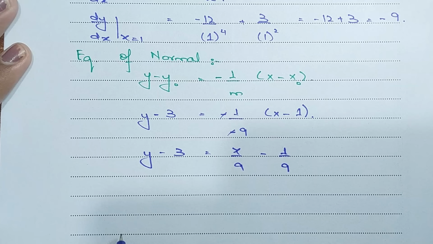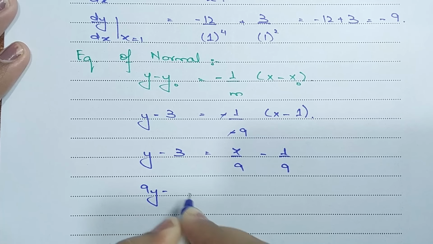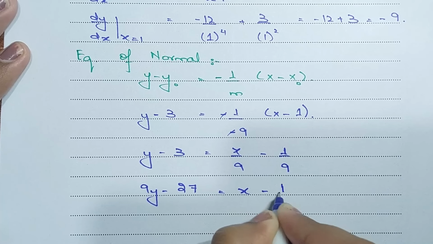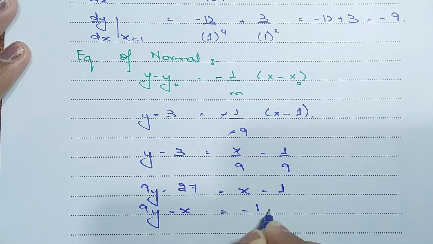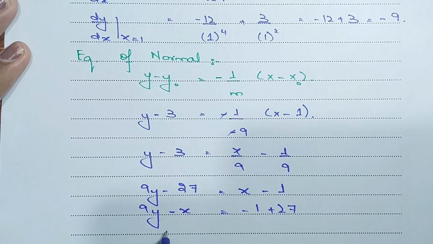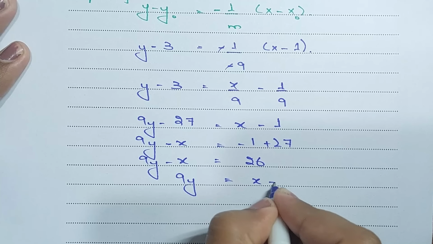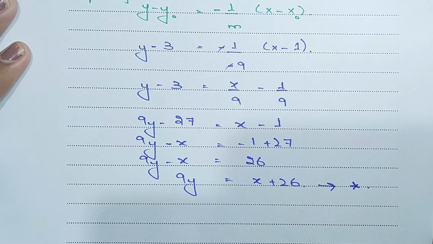All right, now let's do the cross multiplication. So we have 9y minus 9 times 3 is 27. This is equal to x minus 1. 9y minus x is equal to minus 1 plus 27. So 9y minus x is equal to 26. So 9y should be equal to x plus 26. This is my equation of normal, right?